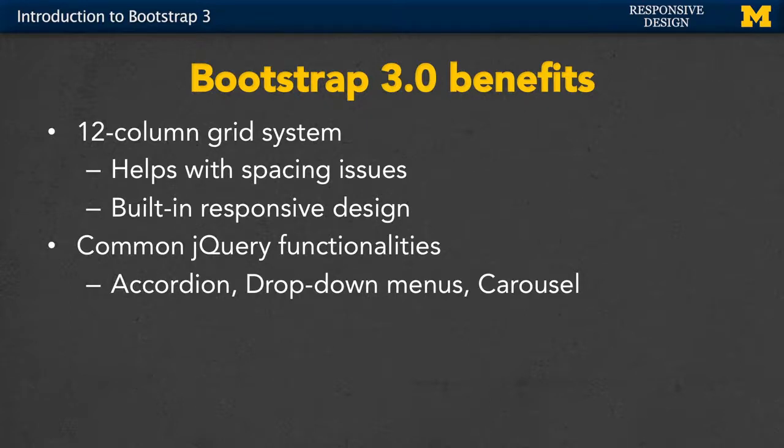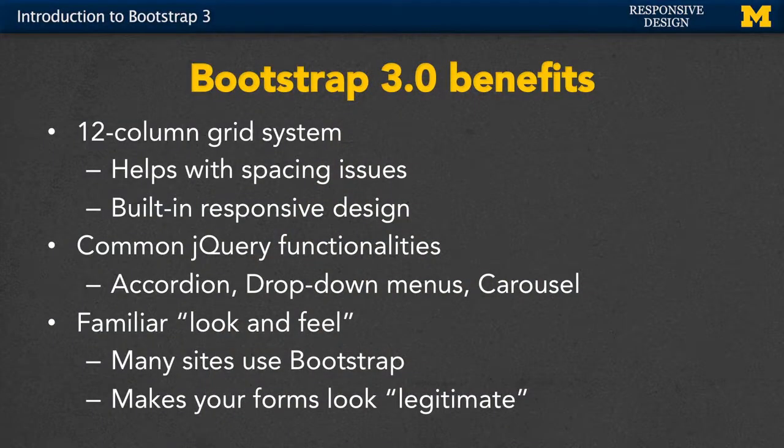Next, Bootstrap tries to include all the very common jQuery functionalities. These include things like accordions with the drop up and down of content. It includes drop-down menus and also carousels for pictures. It actually has a lot of different functionalities, but I like to just mention some of the ones that people use the most.